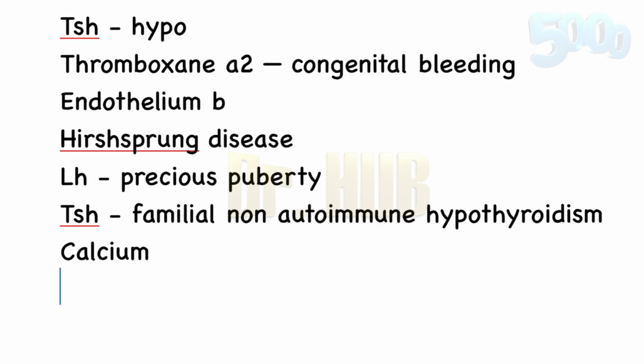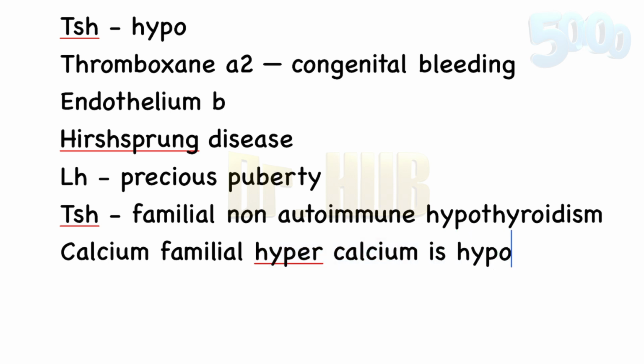In the case of calcium, there is again a gain, and it results in familial hypercalciuric hypocalcemia. So the TSH was a gain, and it is familial non-autoimmune hyperthyroidism. Now calcium, as we saw, was a gain and causes familial hypercalciuric hypocalcemia.